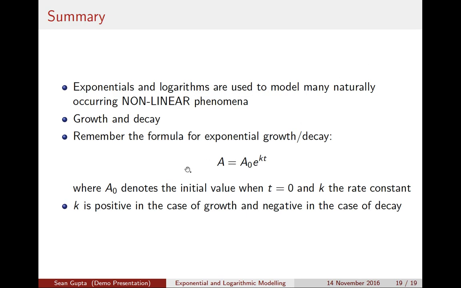This is the general formula for exponential growth or decay. A0 is your initial value, t is the time, and k is the rate constant. k is positive for growth and negative for decay.